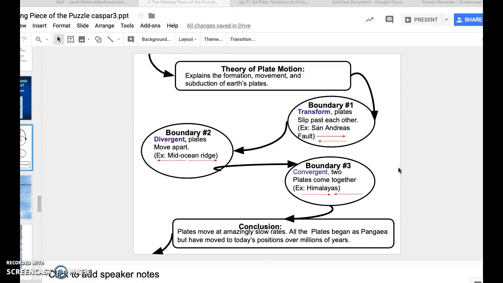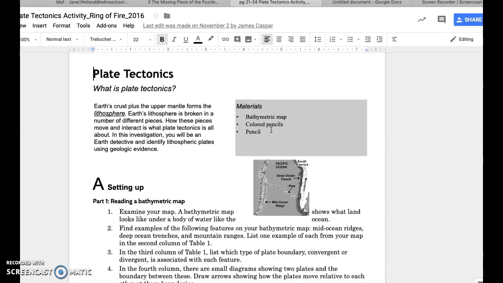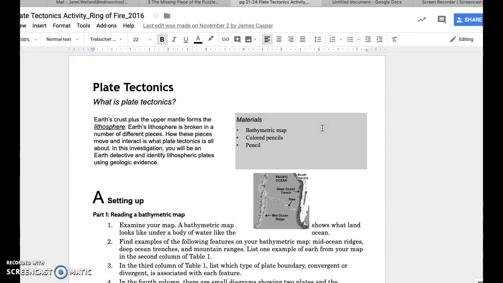So at this point, I would like you now to go back in your packet to pages, I believe it's 19 and 20. Let me show you what it looks like. So this is the page I'm hoping you can find. And down below, it's got this data table, okay? So here's the idea of this activity.